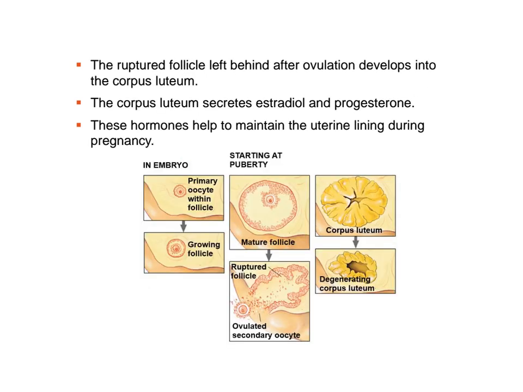Recall that in order to generate the secondary oocyte during ovulation, the follicle has to rupture in order for the secondary oocyte to leave. Once this happens, the ruptured follicle actually has a second purpose. It develops into the corpus luteum. The corpus luteum secretes 2 hormones, estradiol and progesterone. Both these hormones help to maintain the uterine lining during pregnancy.